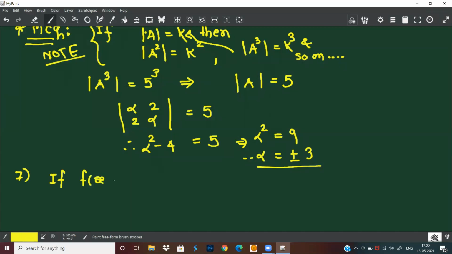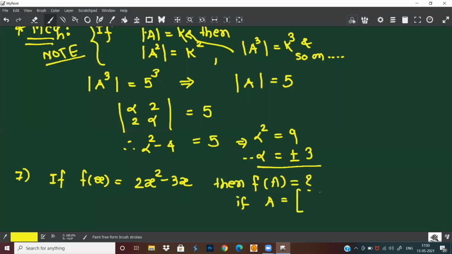If f of x is 2x square minus 3x, what will my f of a be? It will be 2a square minus 3a, is it not? I will replace x with a.